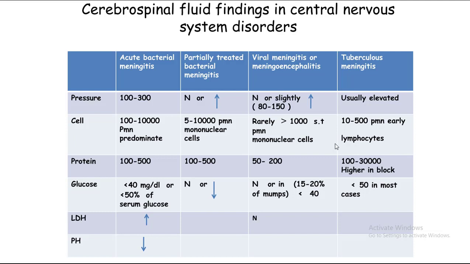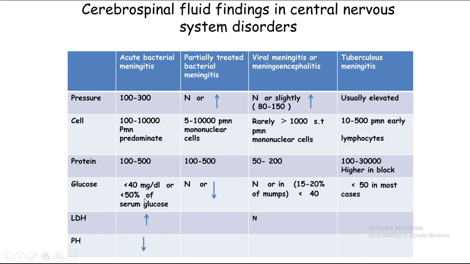Now, in cases of acute bacterial meningitis, there will be an increment in the CSF pressure, an increment in the total cell count with the predominance of polymorphonuclear cells, an increment in the protein amount, and a decrement of glucose amount, less than 40 milligrams or less than 50% of the serum glucose. The LDH will be increased and the pH will be acidotic.